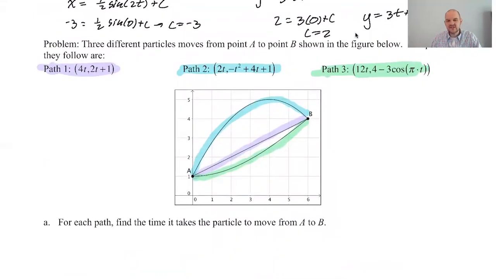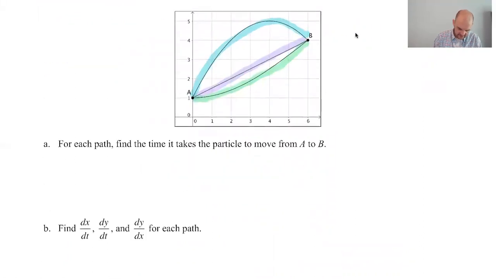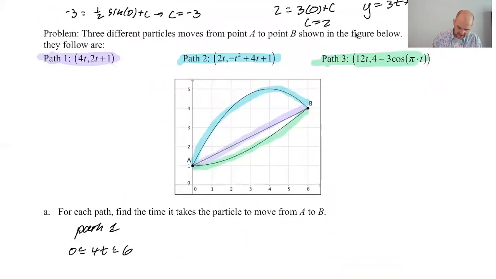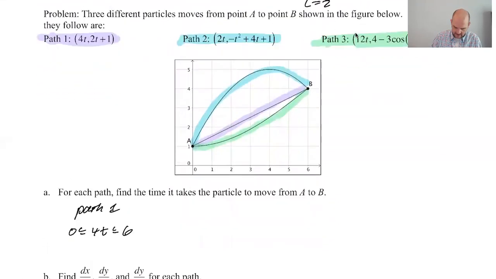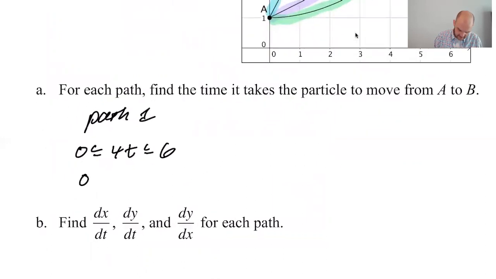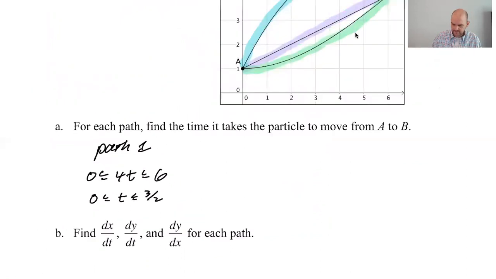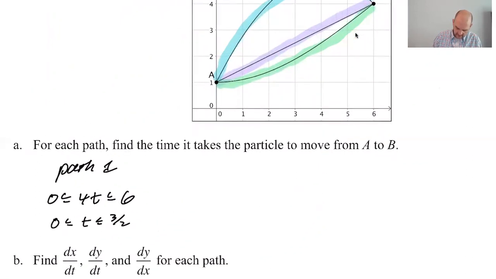I think the easiest thing is to just deal with x, right? So x is going from 0 to 6. So if x is going from 0 to 6, how long does it take? Well, I just need to solve for path 1. I need 0, 4t, 6, right? Because the x coordinate is controlled by 4 times t. So for this one, it takes 0, 3 halves. So it takes 3 halves for the first one.